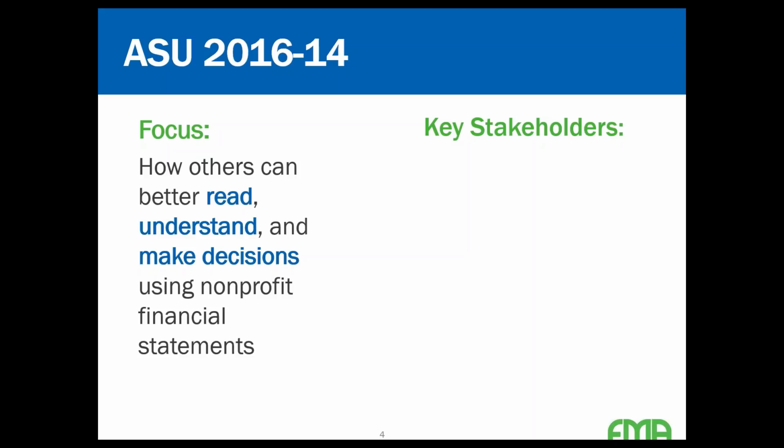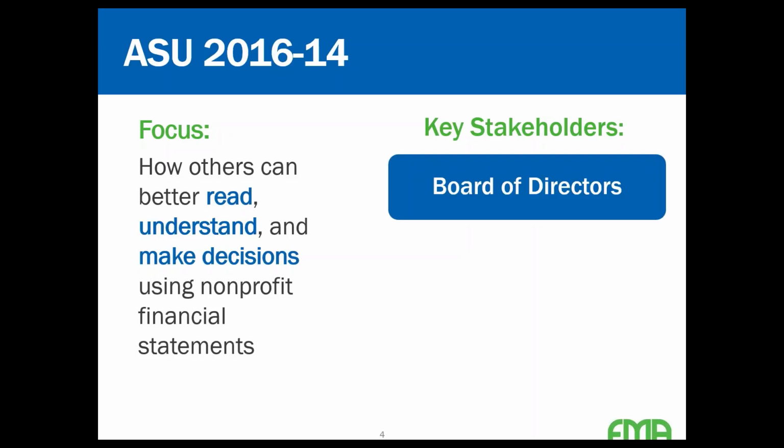The nonprofit sector, as you know, is quite complex. There are acronyms, there's restrictions and releases, things that in the for-profit world we don't really have to focus on. And so in trying to get key stakeholders of nonprofits to understand what is happening within the organization, the ASU was aimed at a few key stakeholders. The first is the board of directors.